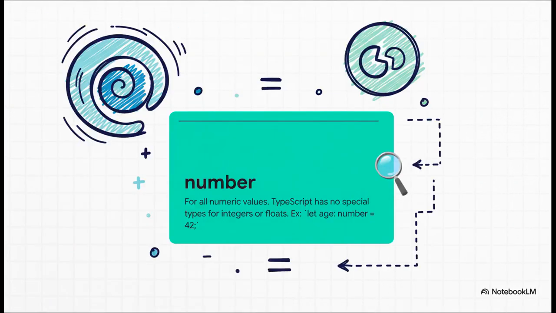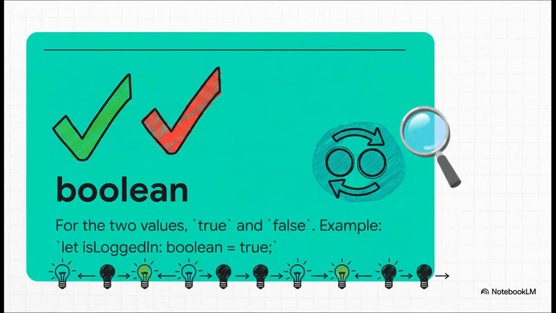Next, we've got number. Now, some other languages make you worry about integers versus decimals, floats, and all that, but TypeScript keeps it really simple. Just like in JavaScript, any number, whether it's a whole number like 42 or a decimal like 3.14, it's just a number. Easy. And rounding out our core trio is the boolean for your classic true and false values. And just like that, you now know the three most common, most fundamental types you are going to be using all day, every day in TypeScript.